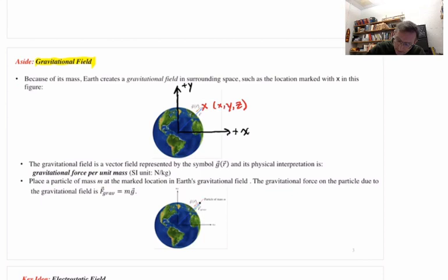Alternatively, I could tell you its position vector, R arrow, which points from the origin out to that location. Now that point with the red X is just a point in space. There doesn't have to be any actual thing there yet. And at that point in space, there is a gravitational field, which is a vector field with a magnitude and a direction, due to Earth.